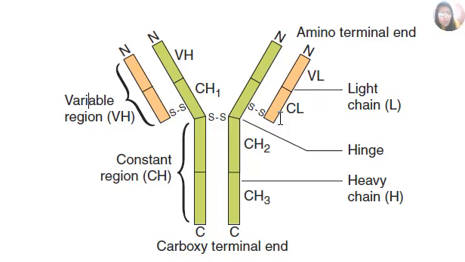Based on the heavy chain structure, immunoglobulins are divided into five primary isotypes. I am repeating this important thing again: based on the heavy chain structure, immunoglobulins are divided into five primary types: IgG, IgM, IgA, IgD, and IgE antibodies.